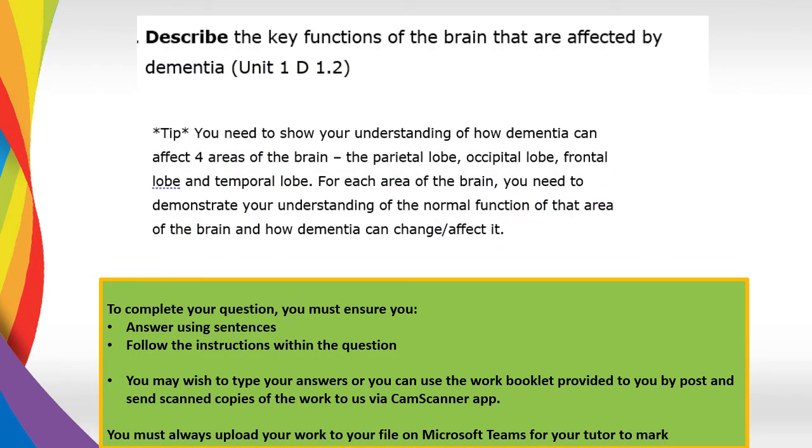I would now like you to answer the question about the brain. So your question is to describe the key functions of the brain that are affected by dementia. You need to show your understanding of how dementia can affect the 4 areas of the brain: the parietal, occipital, frontal and temporal lobes. For each area of the brain, you need to show that you understand what their normal function is and how dementia can either change or affect that area and function.